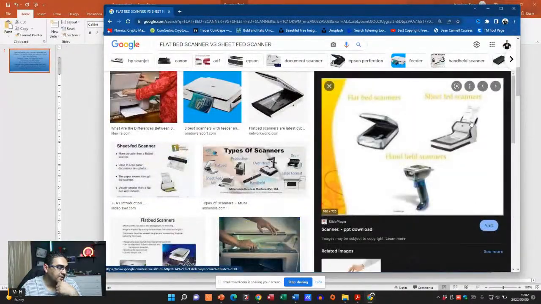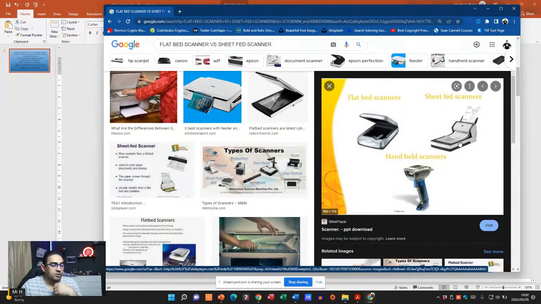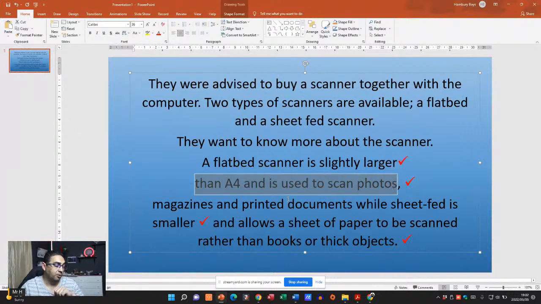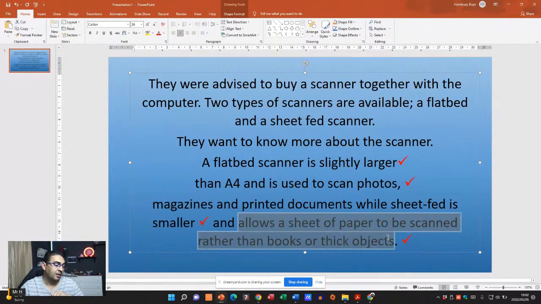However, with the sheet fed scanner, I can put in multiple pages, and it will take it 1 page at a time and scan it in. So there are obviously advantages between these two. The flatbed scanner is slightly larger than A4, that's your first mark, and is used to scan photos, magazines, and printed documents, while your sheet-fed scanner is a bit smaller and allows a sheet of paper to be scanned rather than books or thick objects.